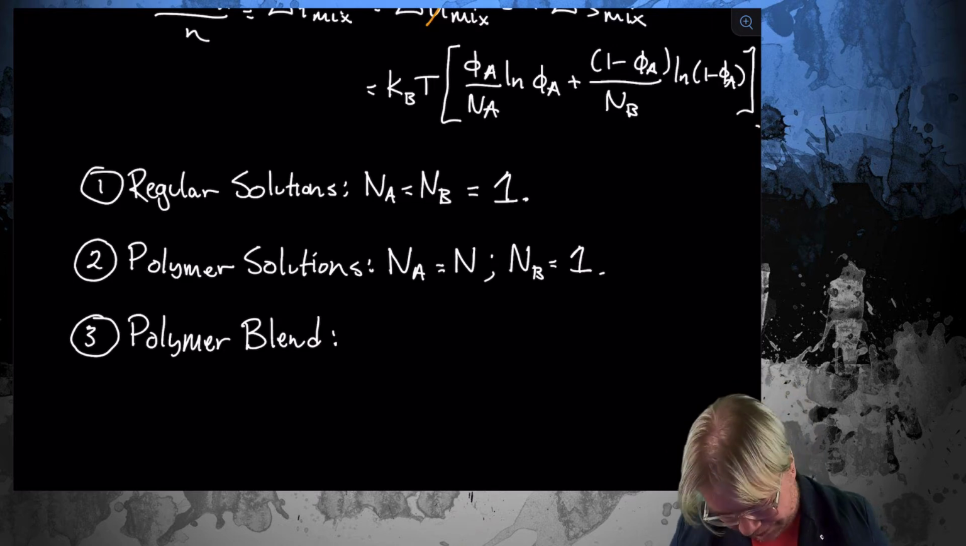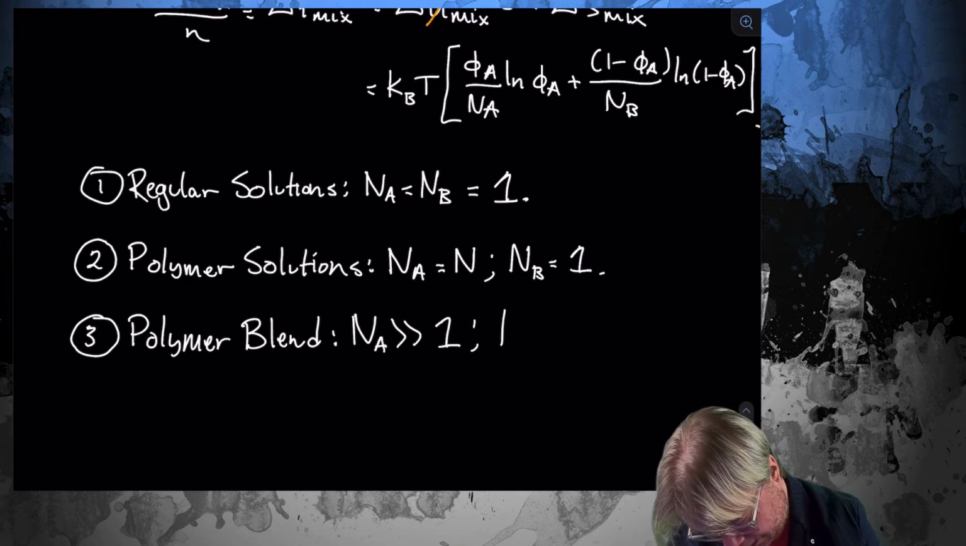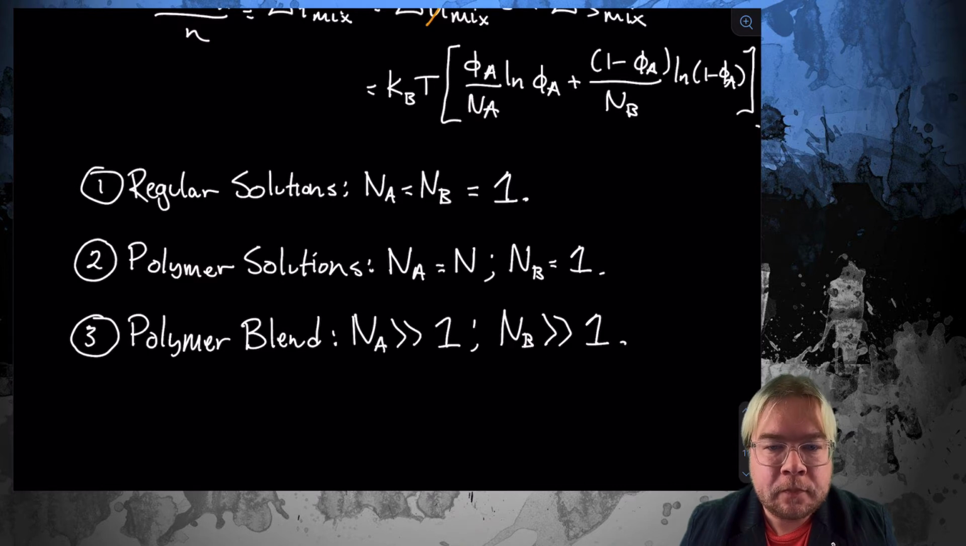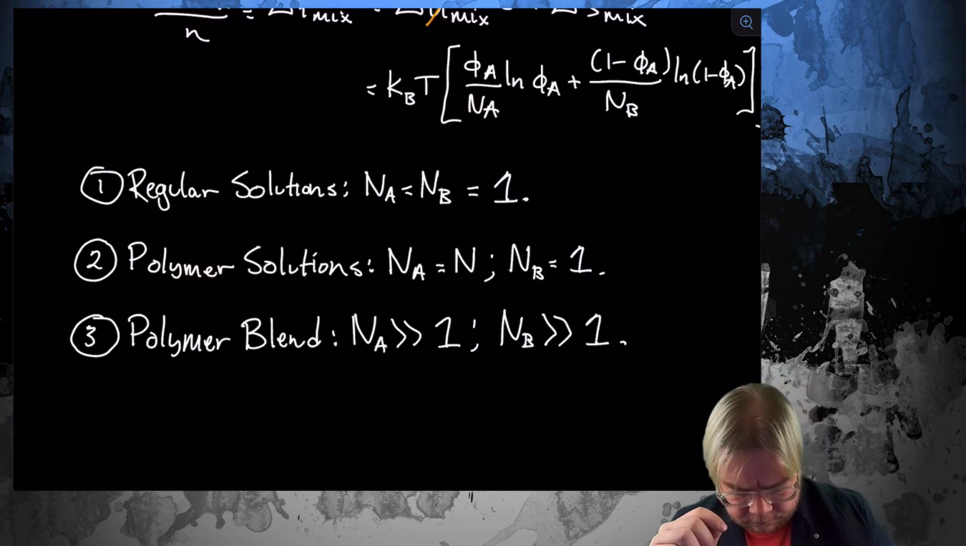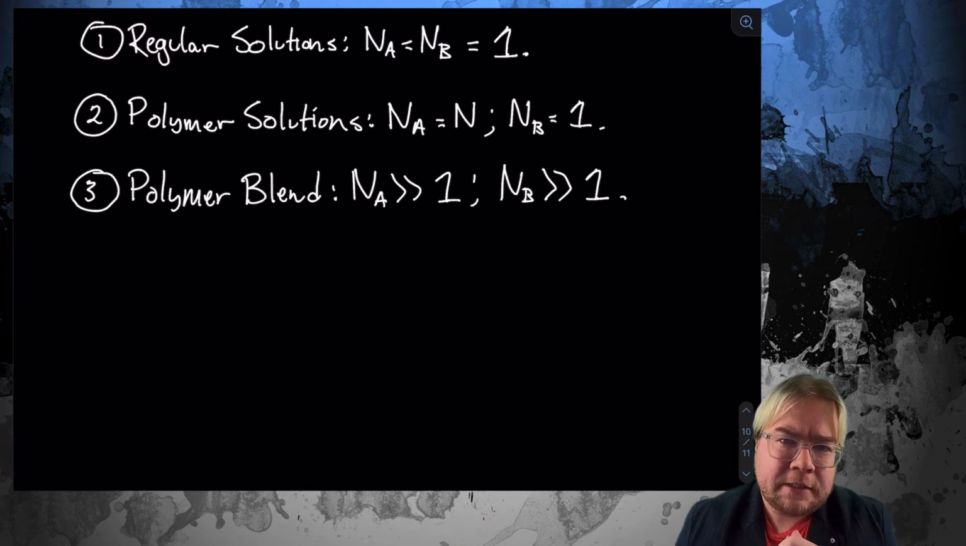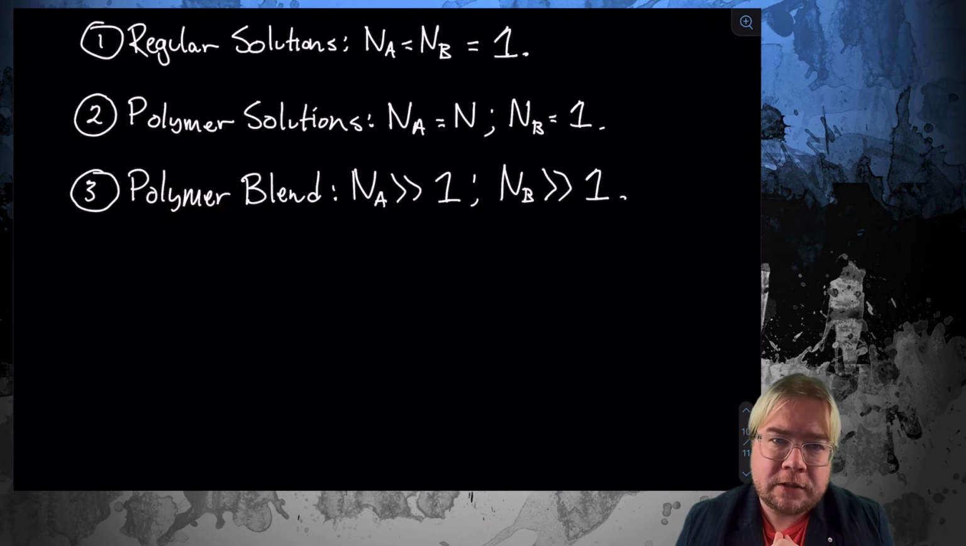I don't know how to say this. We'll just say that you have Na much bigger than 1 and Nb will be much bigger than 1. So those are the three cases that we have. So again, if you were to take this in a physical chemistry class in a chemistry department where you're not going to talk about polymers at first, then you would get to something that's called regular solution theory.